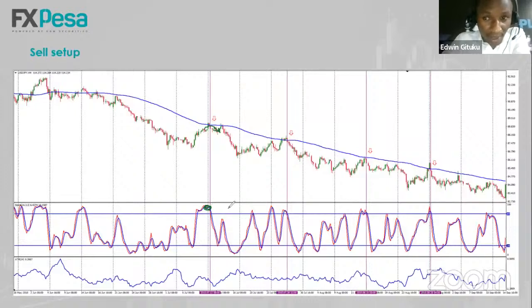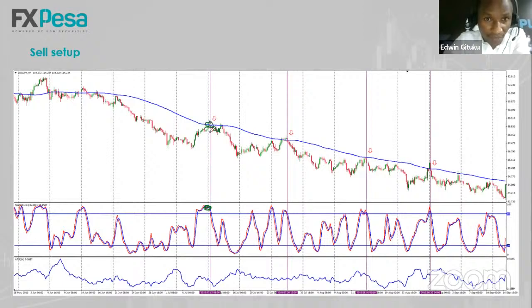The confirmation would be to have these two lines of the stochastic oscillator having risen above the 80 level. So between 80 and 100, that would be an indication that the price is in an overbought state. As those two lines begin to reverse downwards, and if that coincides with a case where price has made a pullback close to the 100 EMA, then it initiates a reversal to the downside.